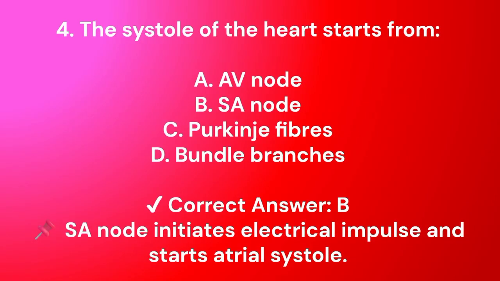4. The systole of the heart starts from: A. AV node, B. SA node, C. Purkinje fibers, D. Bundle branches. Correct answer: B. The SA node initiates the electrical impulse and starts atrial systole.